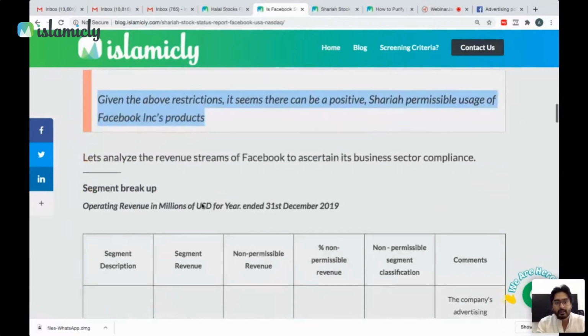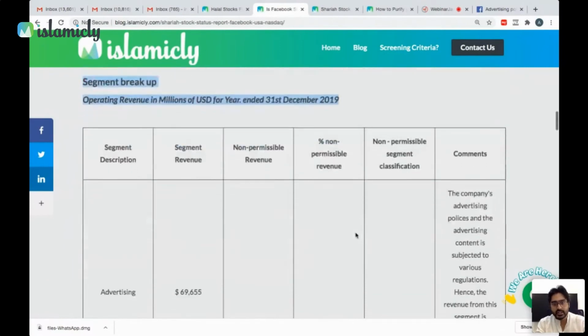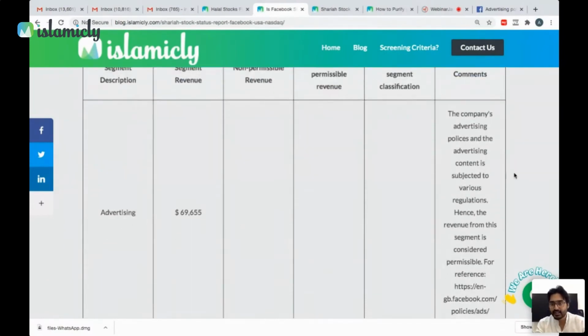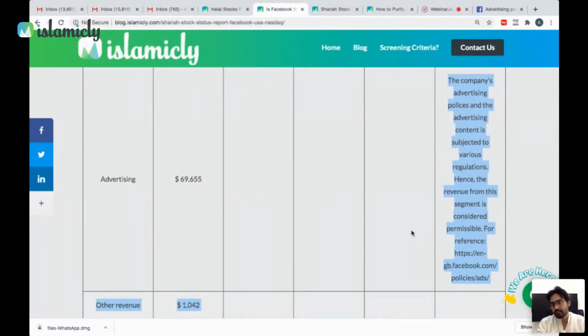Okay. Now let's look at the revenue. So we've analyzed the revenue, the segment revenue breakup for 31st December 2019. Similar stuff, advertising. As I've mentioned earlier, the company's advertising policies and advertising content is subject to various regulations. Hence, the revenue from this segment is considered permissible. For reference, you can go to the same link.